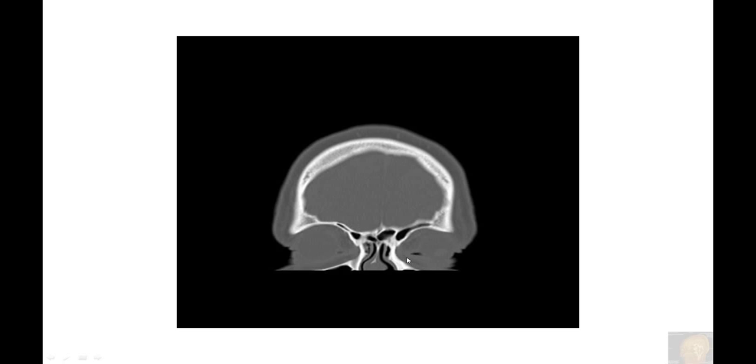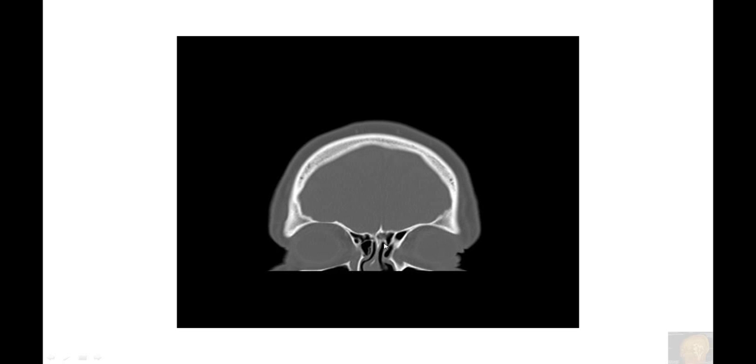Now I'm seeing some ethmoid air cells. They are also part of the paranasal sinuses. They contain air, and they could cause sinus disease, usually infection, either bacterial or fungal infection.